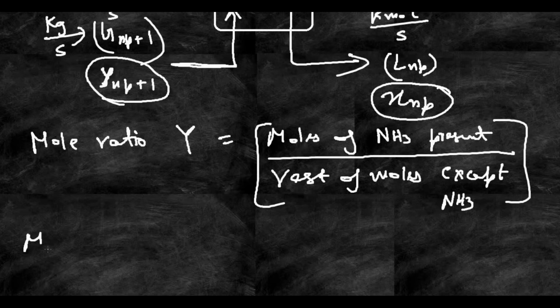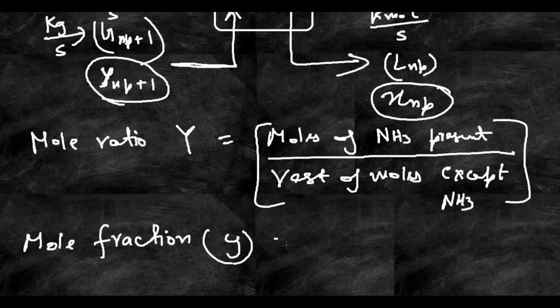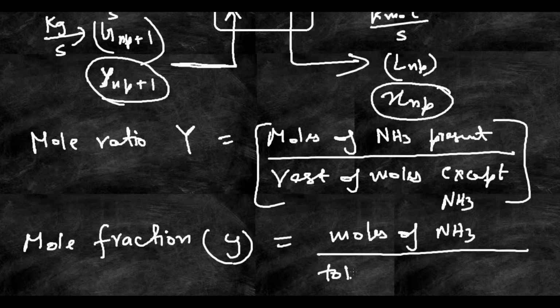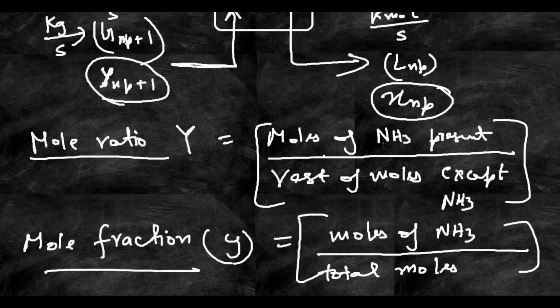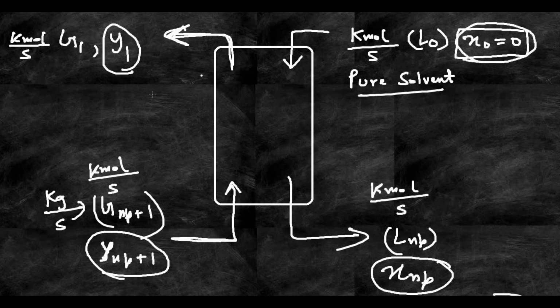And when I am writing mole fraction, what I mean is, I will denote this with small y. So this will be equal to moles of ammonia present divided by total moles. So this is the difference between mole ratio and mole fractions. We will understand this better as we proceed. So first we will deal with obtaining the operating line equation.